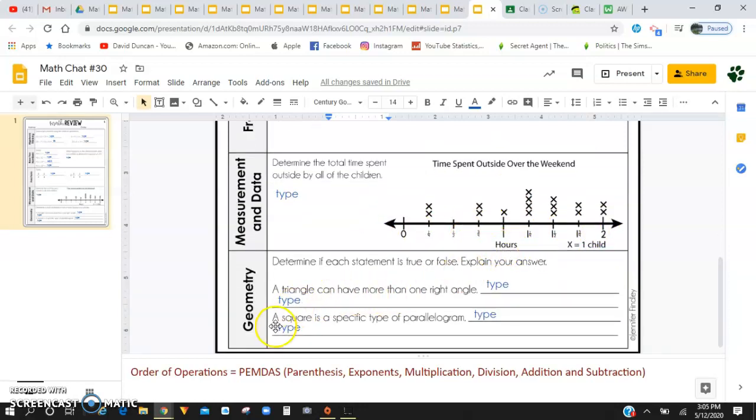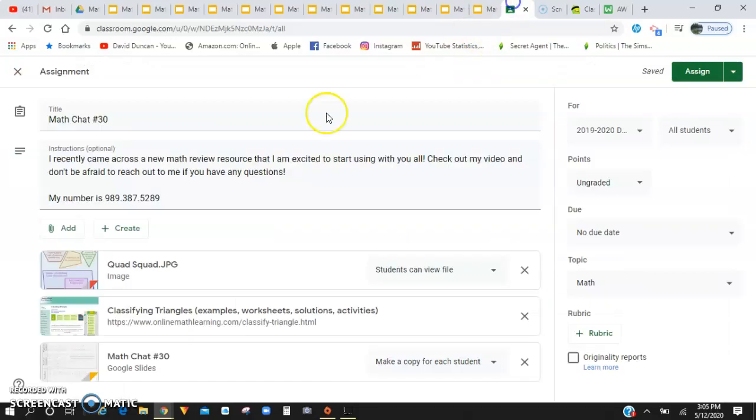Down here, geometry, you need to determine that each statement is true or false and explain your answer. A triangle can have more than one right angle, true or false. A square is a specific type of parallelogram, true or false, and explain. I did add in this assignment, boys and girls, some geometry links here that will hopefully help you out to answer those bottom questions.